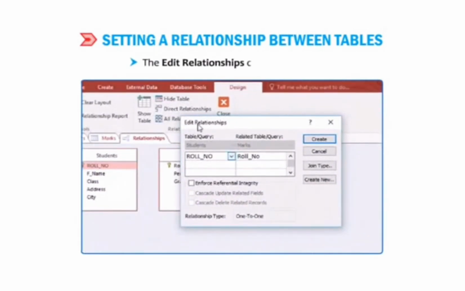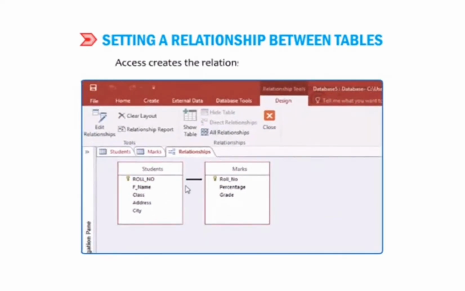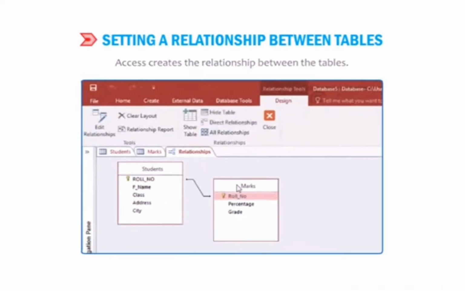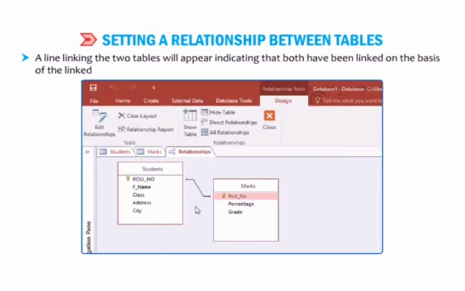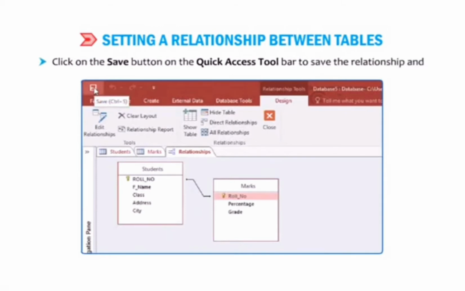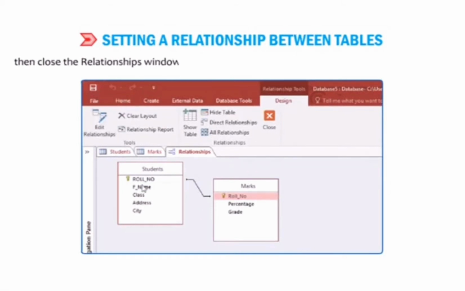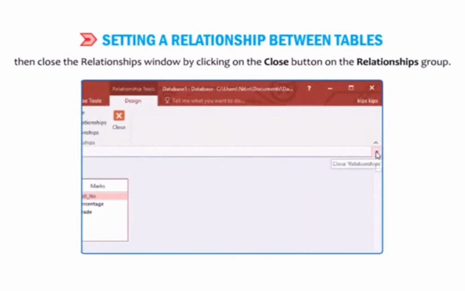The Edit Relationships dialog box appears. Click on the Create button. Access creates the relationship between the tables. A line linking the two tables will appear indicating that both have been linked on the basis of the linked field. Click on the Save button on the Quick Access toolbar to save the relationship and then close the Relationships window by clicking on the Close button on the Relationships group.